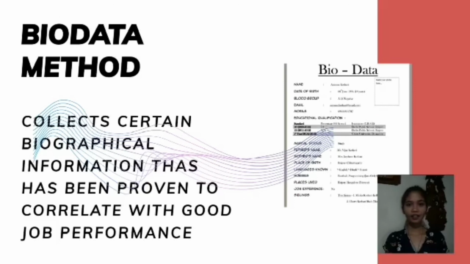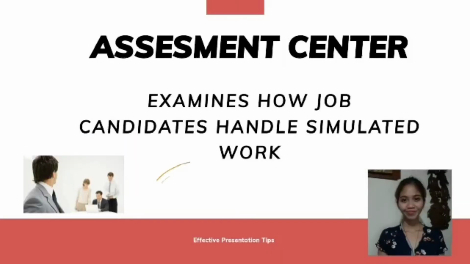The first method is the biodata method. It collects certain biographical information that has been proven to correlate with good job performance. It is a self-questionnaire that includes soft items that inquire about abstract things such as value judgment, aspirations, motivations, attitudes, and expectations. Biodata methods can increase reliability and validity.